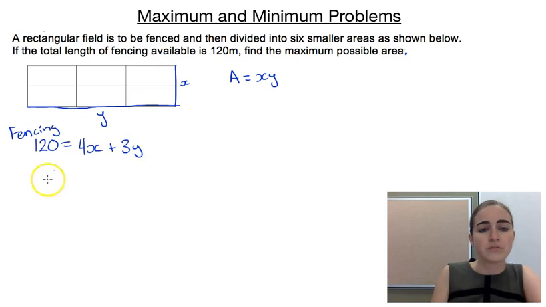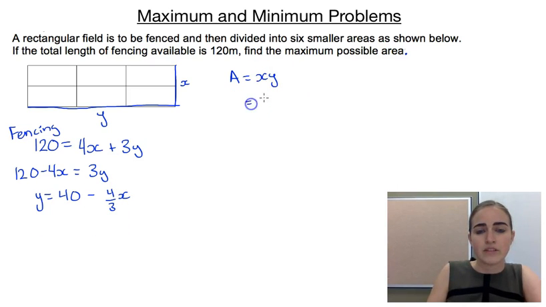So rearranging this, we would subtract 4x from both sides, 120 minus 4x equals 3y, and then we would have to divide everything by 3. So I'm also going to bring the y over the other side. Then 120 divided by 3 would be 40, and we'll leave this as minus 4 over 3x. Now we're going to substitute this up into here. So we're going to have x outside of 40 minus 4 over 3x, and we can expand that out. So we'd have 40x minus 4 over 3x squared.